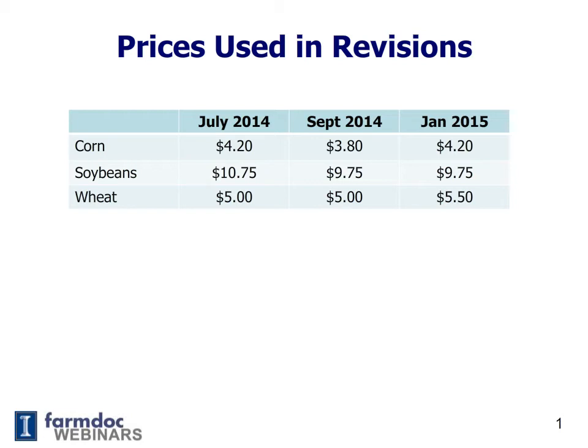You can see there what's happened to soybean and wheat prices as well. When putting these budgets together, we generally look at futures markets and bases to come up with these cash prices. This would be the cash price for the 2015 production that will be produced in 2015 and sold in 2015 and 2016.